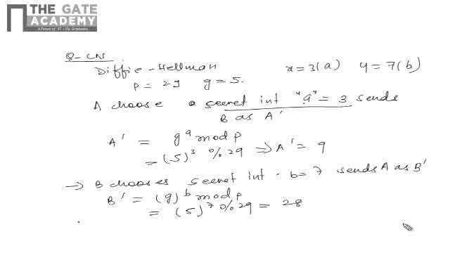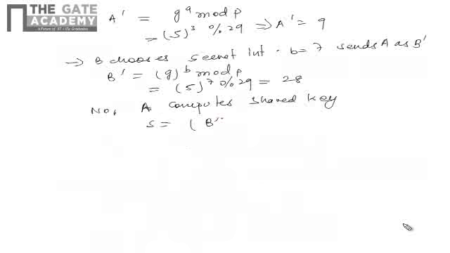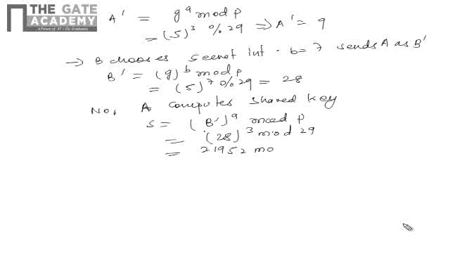Now when A computes the shared key, it will be B dash to the power of A mod P. So B dash value is 28, right? A value is 3 and mod of 29. So you will get 21952 mod of 29. This value will come as 28.